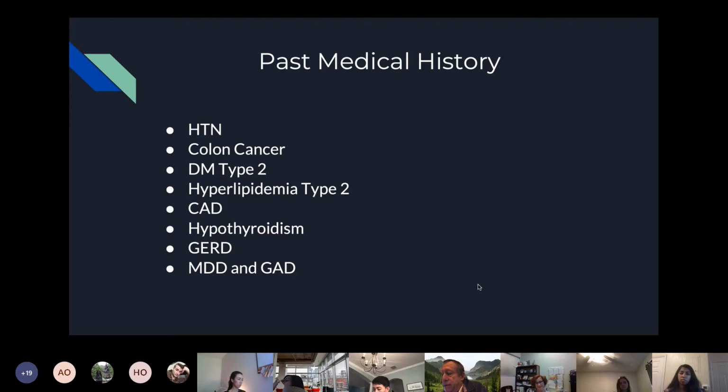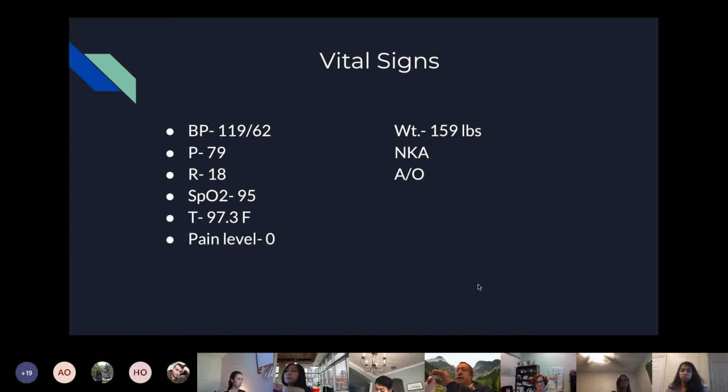She had CAD, coronary artery disease, which is typical of that age group, and hypothyroidism, again things that we've studied that typically occur in this age group. She had GERD, gastroesophageal reflux disorder, and also some depression, a history of major depressive disorder and generalized anxiety disorder. Next slide. Vital signs: she was, again, very pleasant, very cooperative.